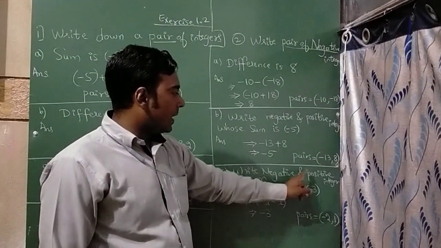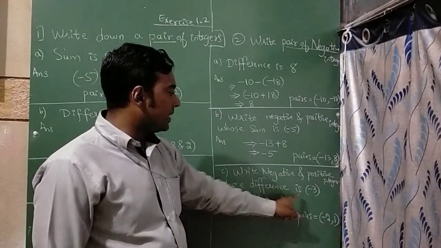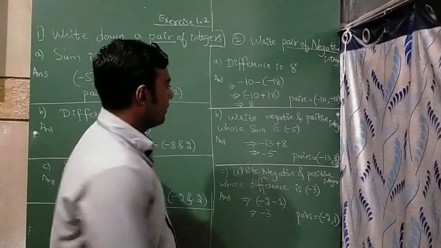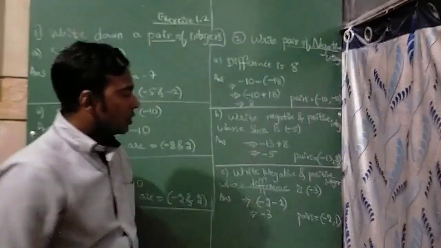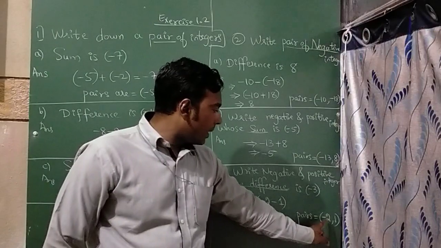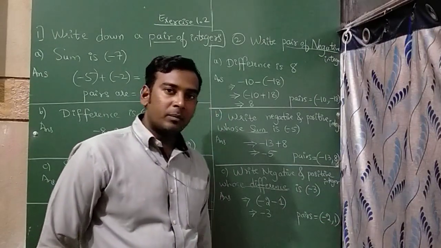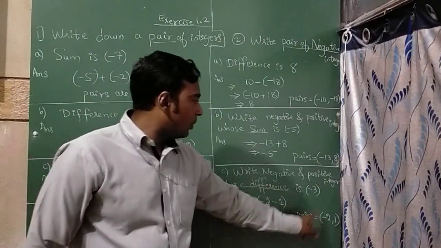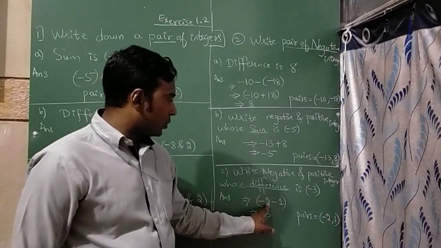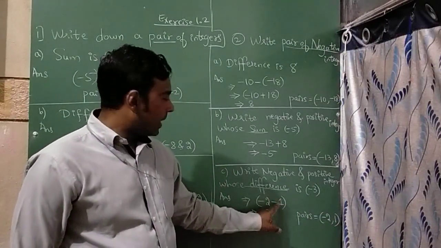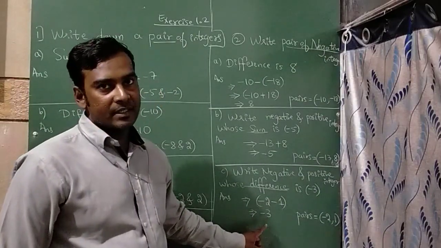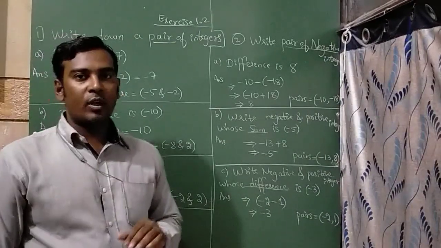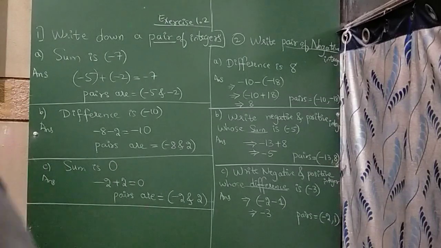Write a negative integer and a positive integer whose difference is minus 3. Here it was whose sum, but here it is difference. So the two integers are minus 2 and plus 1. One is negative, one is positive. So minus 2, difference means minus, and 1. So minus 2 minus 1 will become minus 3. Fine. So let's move on to the next question.